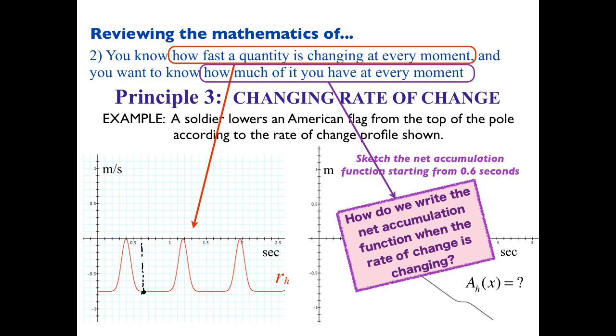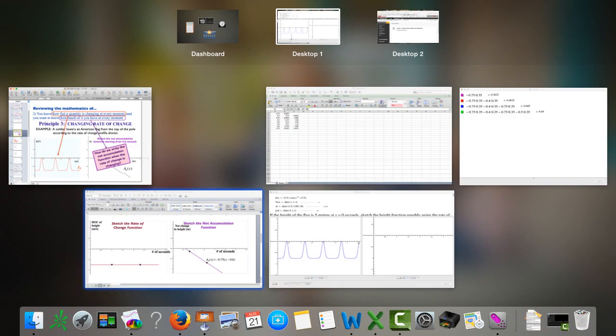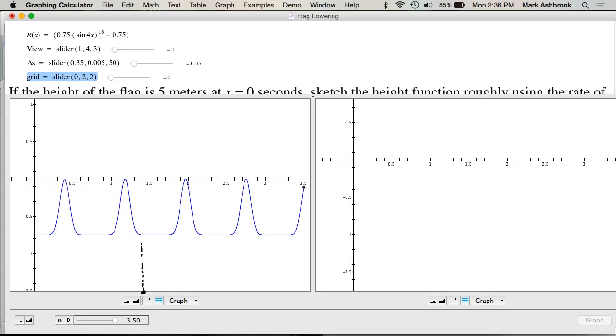This becomes harder, but this is the very question we've finally gotten to: you know how fast the quantity is changing, you want to know how much of it you have. So how do we do that? How do we do that? Let's take a look at that exact rate function again here. I've got it on the graphing calculator.